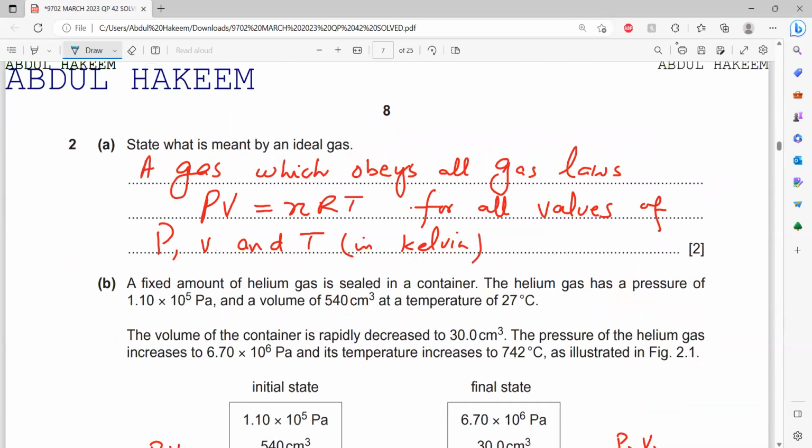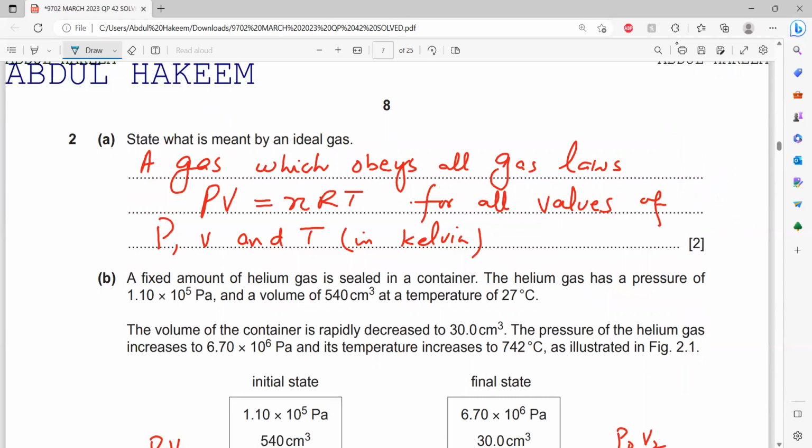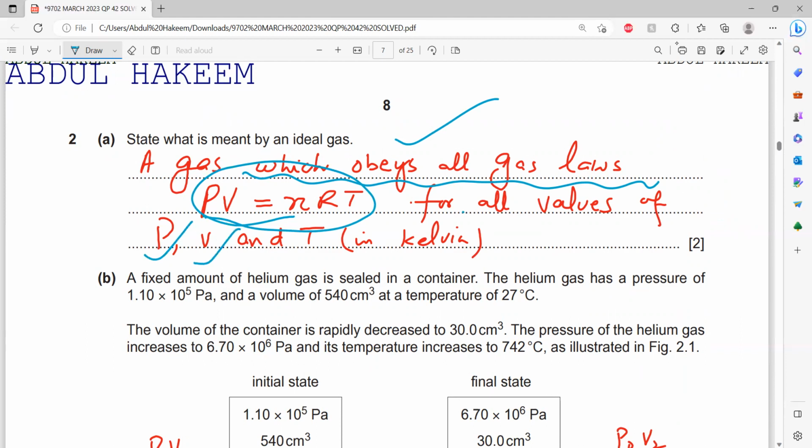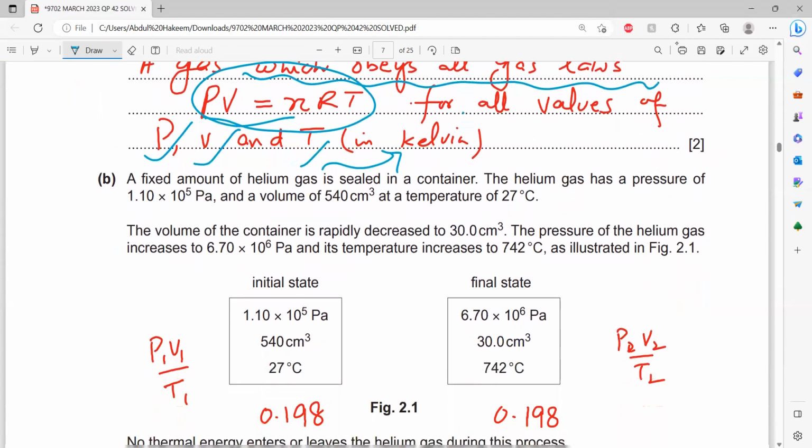Now move to question number 2. State what is meant by an ideal gas. We have to remember this definition. A gas which obeys all gas laws, PV is equal to nRT, for all values of pressure, volume, and temperature. But do remember, temperature must be in Kelvin.